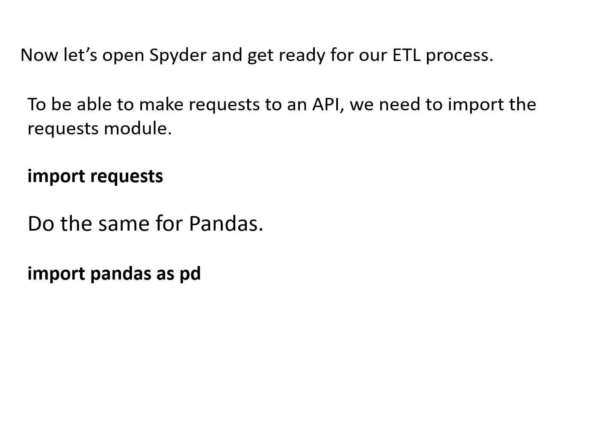or watch my demo. So first of all, here we're going to open Spyder, and since we're going to be making requests to an API, we need to import a library called requests. So you would type import requests, and then as you've done before, we're going to use pandas, so you would also type import pandas as pd. So now we can use both of those libraries, requests and pandas.